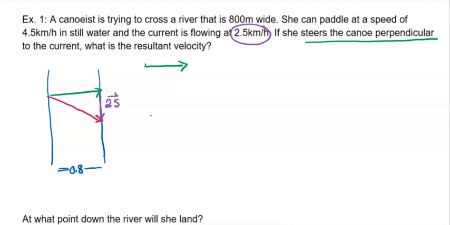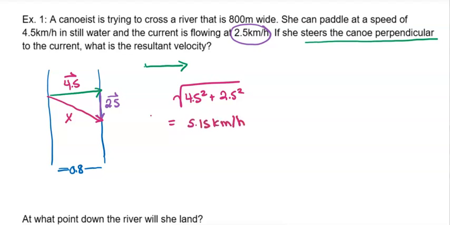Now that I know that she's going 4.5 perpendicular to the current, I can find my resultant vector x. This is just a straight up Pythagorean theorem problem. So 4.5 squared plus 2.5 squared, all square root, is equal to 5.15 kilometers per hour. It's always good to double check and think about whether the resultant vector speed should be greater than or less than her heading speed.